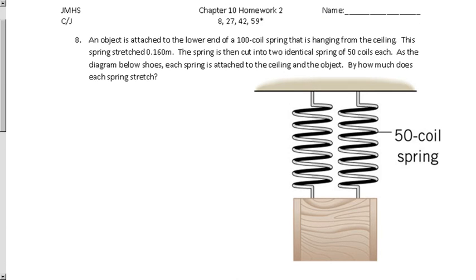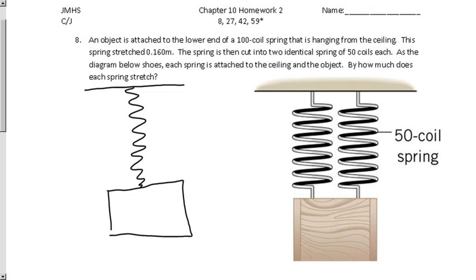This is homework number 2, question number 8. We have an object attached to the lower end of a 100 coil spring, so to put this in visualization, this is what it first looks like. We have a 100 coil spring. We have the same object over here, mass M here, mass M here. We don't really know the mass, but that's alright. I think we'll be fine. And this is a 100 coil spring.